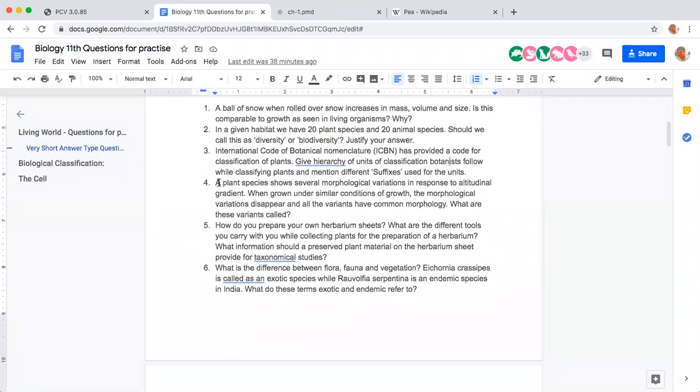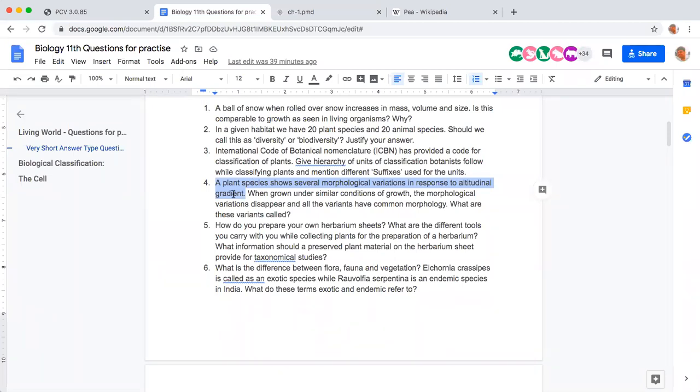The question here is trying to ask: a plant species shows several morphological variations in response to altitudinal gradient. What is the meaning of it? The question is trying to tell you that one particular plant variety is showing several morphological variations, which means it is showing different kinds of morphology in response to what? Altitudinal gradient. What is the meaning of altitudinal gradient?